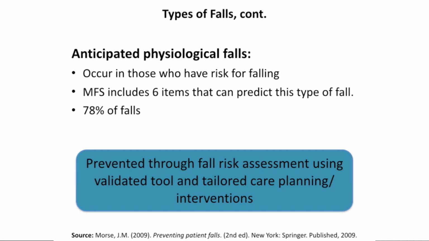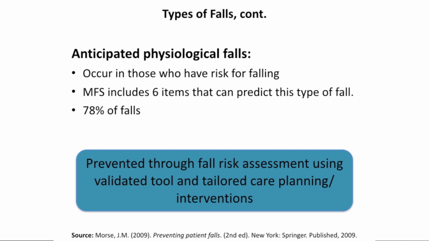Also preventable are anticipated physiological falls. These are falls that occur in patients who do have risk factors for falling, and this is why we do a fall risk assessment. For example, the Morse Fall Scale has 6 items that you can use to predict this type of fall. About 78% of falls are in this category. We prevent this type of fall by using the fall risk assessment and then creating a tailored plan with the patient to address each of the risk factors that's present.